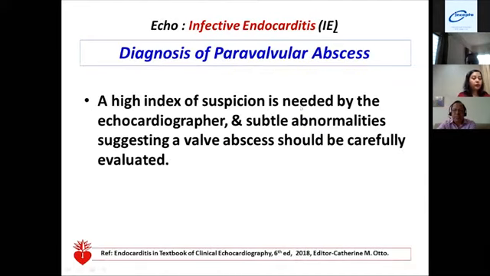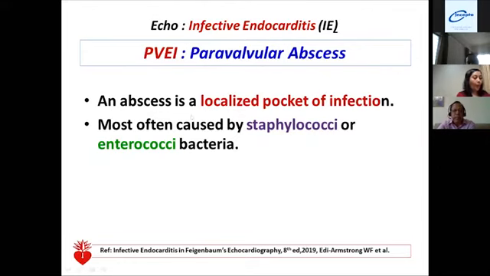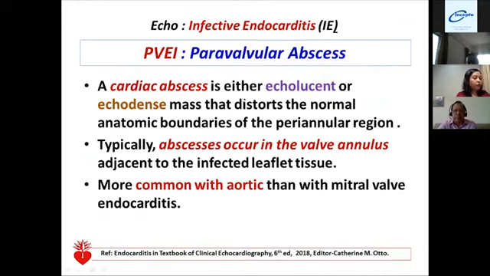A high index of suspicion is needed by the echocardiographer, and subtle abnormalities suggesting a valve abscess should be carefully evaluated. An abscess is a localized pocket of infection, most often caused by staphylococci and enterococci. So, this is the morphological description of the paravalvular abscess. I'll show the image. The cardiac abscess is either an echolucent or echodense mass that distorts the normal anatomic boundaries of the periannular region. Typically, abscesses occur in the valve annulus, adjacent to the infected leaflet tissue, and again, are more common with aortic valve than mitral valve endocarditis.